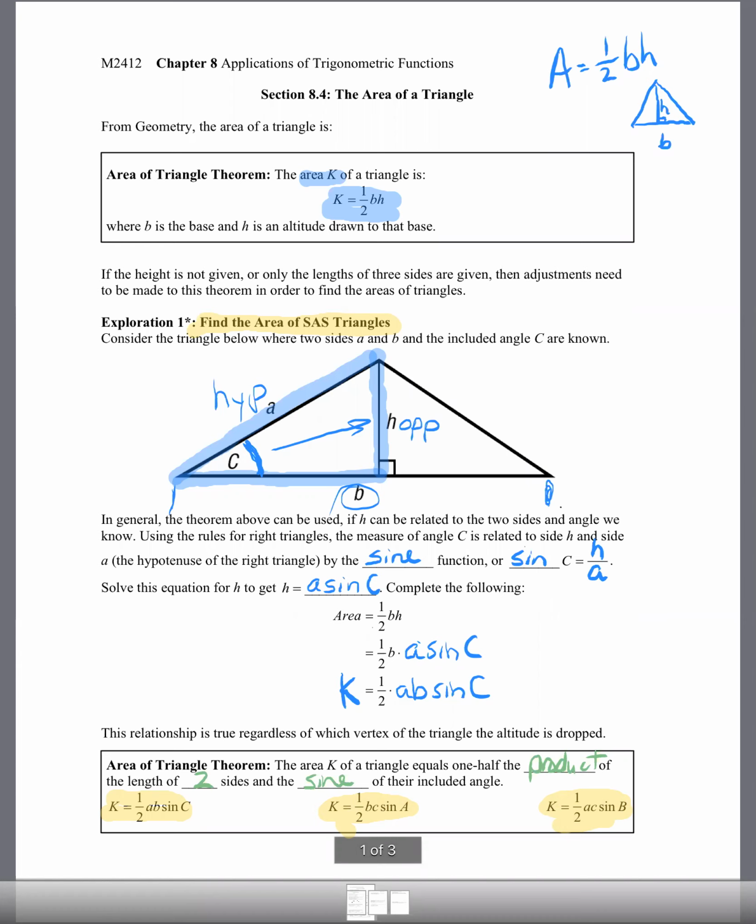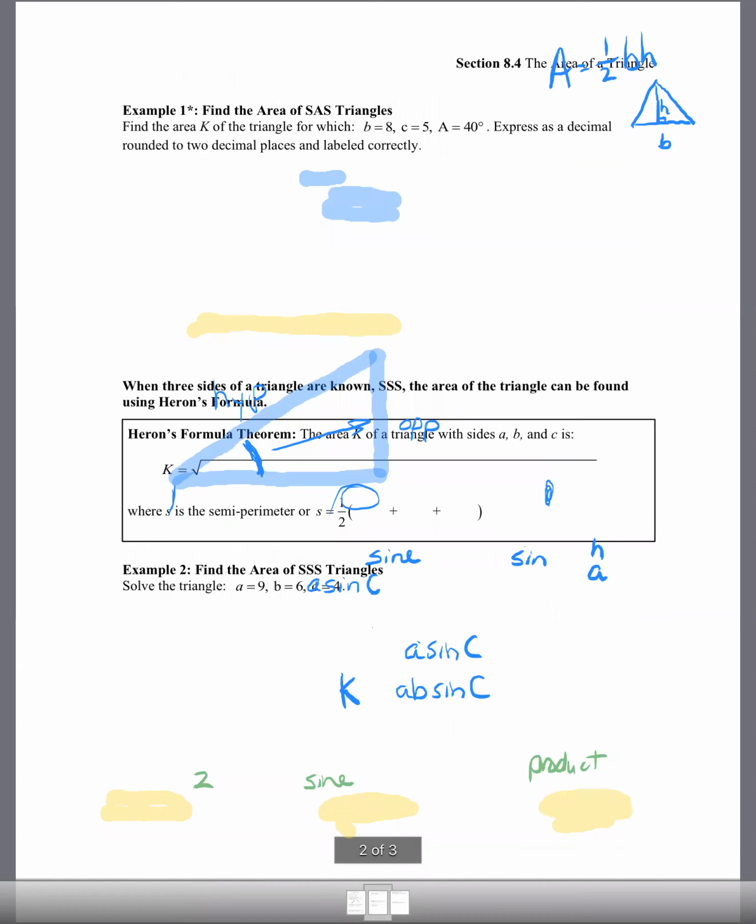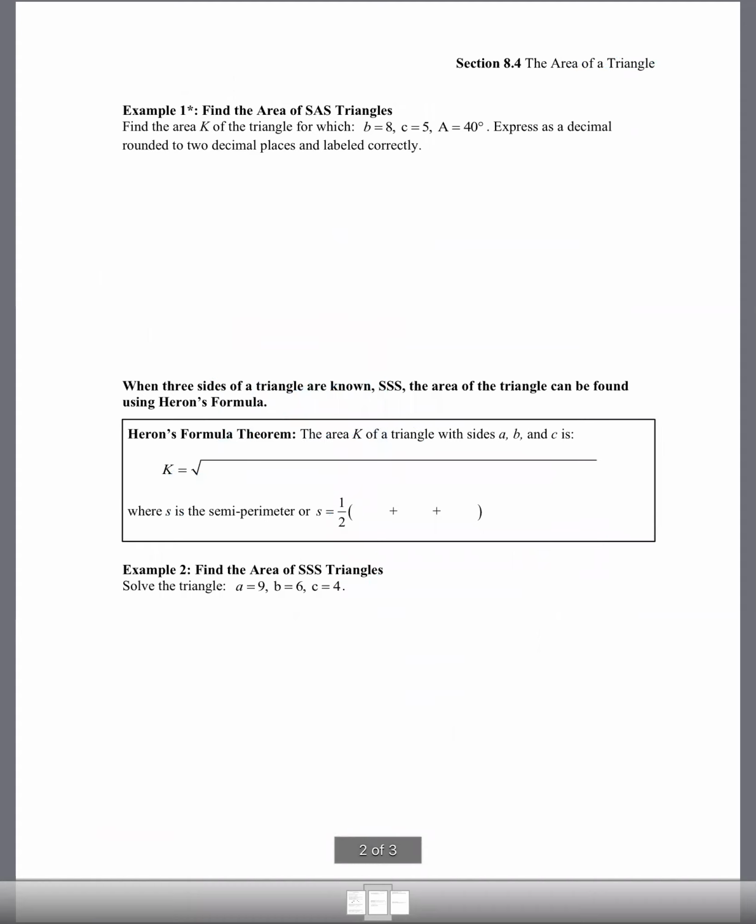So let's look at a problem here. It says find the area of an SAS triangle. And we know that B is measured to be 8, C is measured to be 5, and A is measured to be 40 degrees. Once again, a lot of people will catch on to this formula pretty nicely.